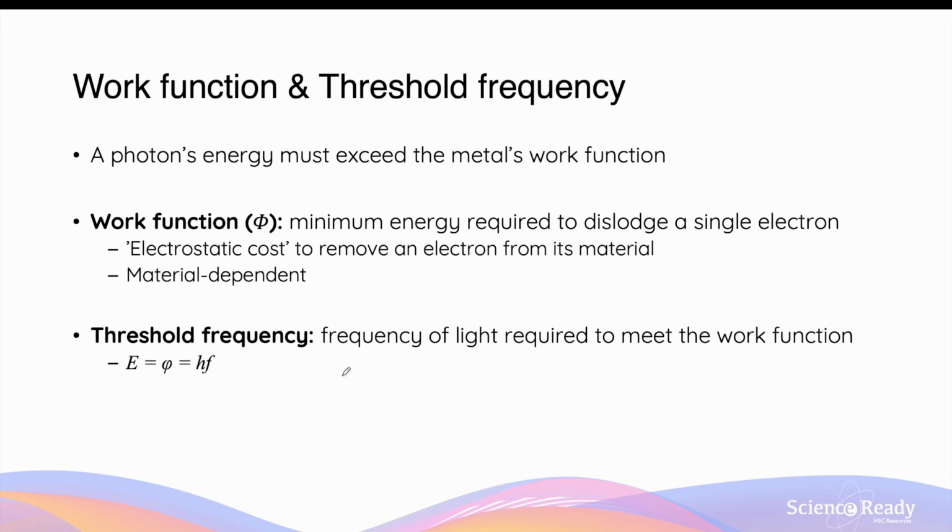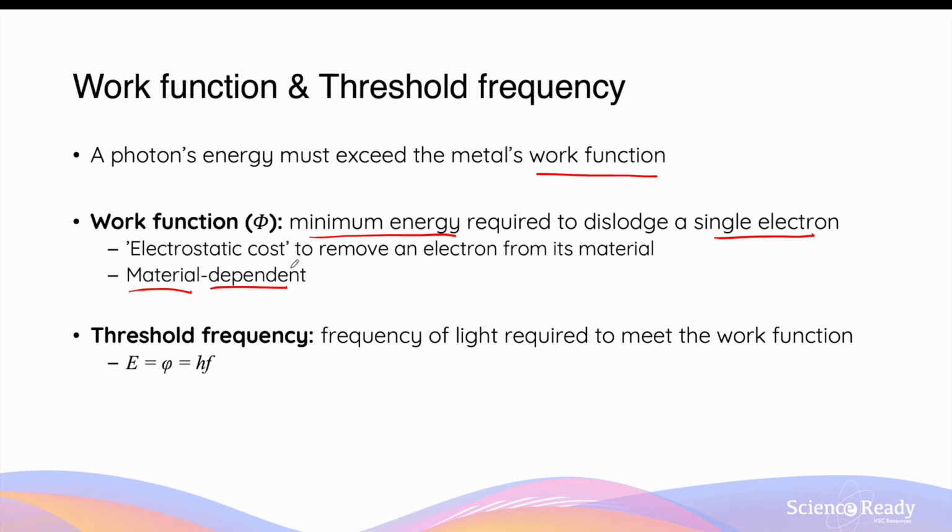So what determines whether a photon will transfer its energy to the electron? Well, this depends on the metal's work function. A photon will only transfer its energy if it exceeds the metal's work function. The work function of a metal is the minimum amount of energy required to dislodge or to eject a single electron. Think of this as the electrostatic cost to remove the electron from the metallic structure of the actual metal. As a result, the value of work function, that is the minimum amount of energy required, is material dependent. Metals will have different values of work function.